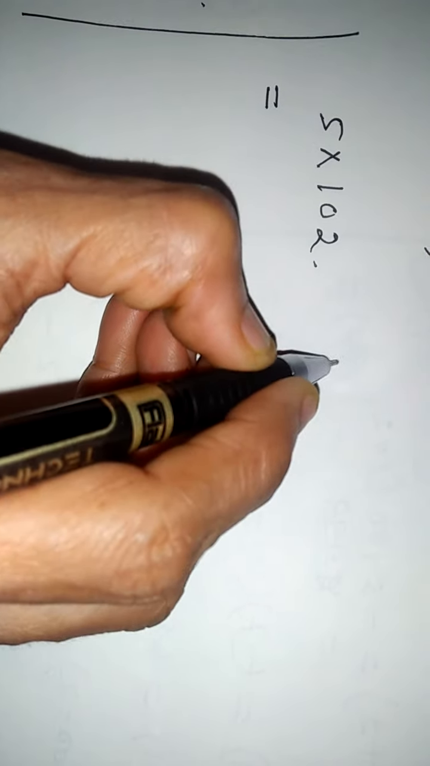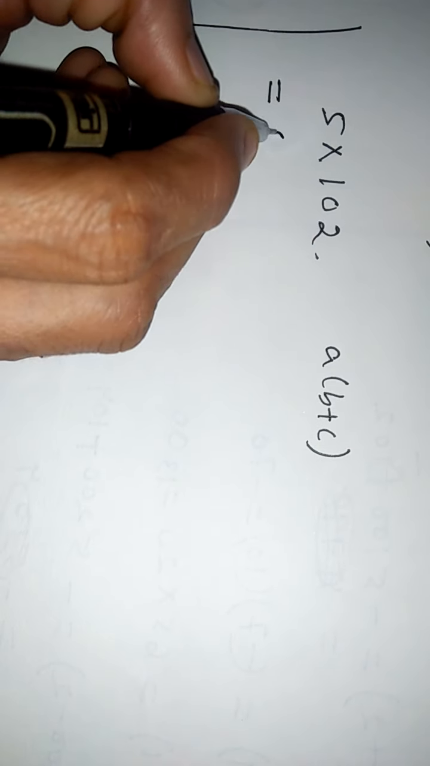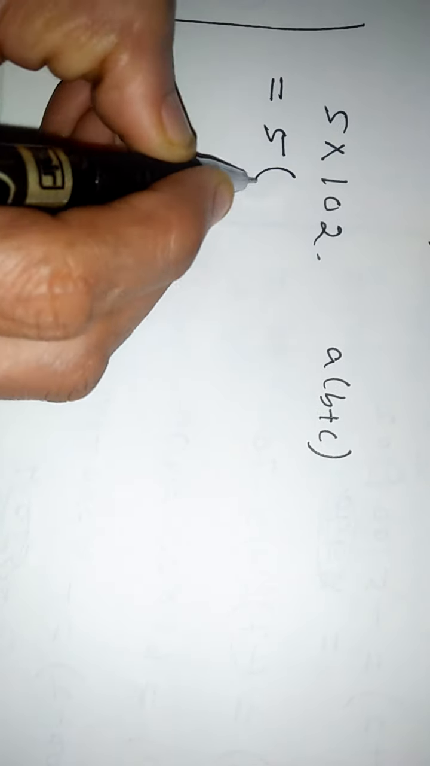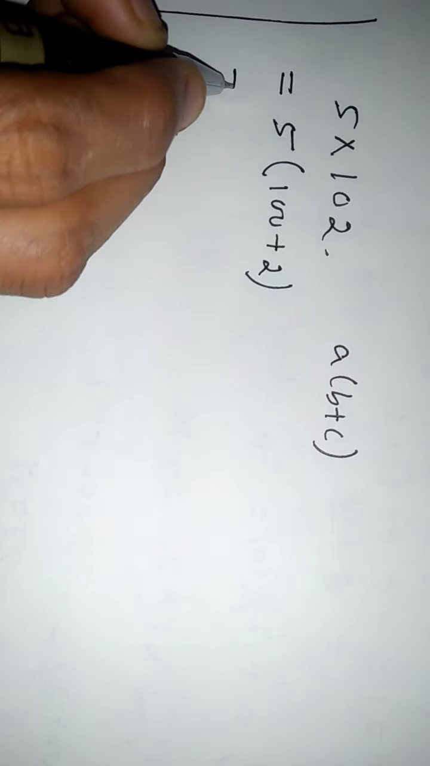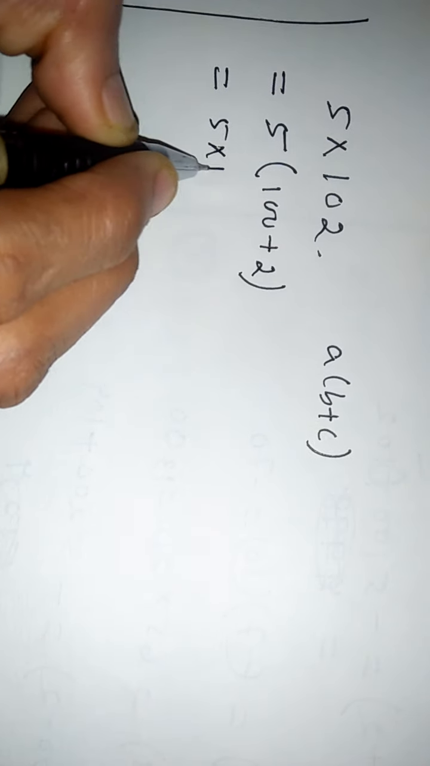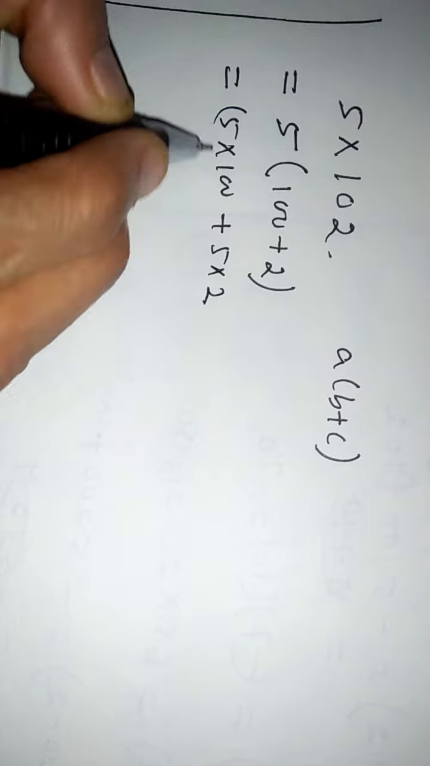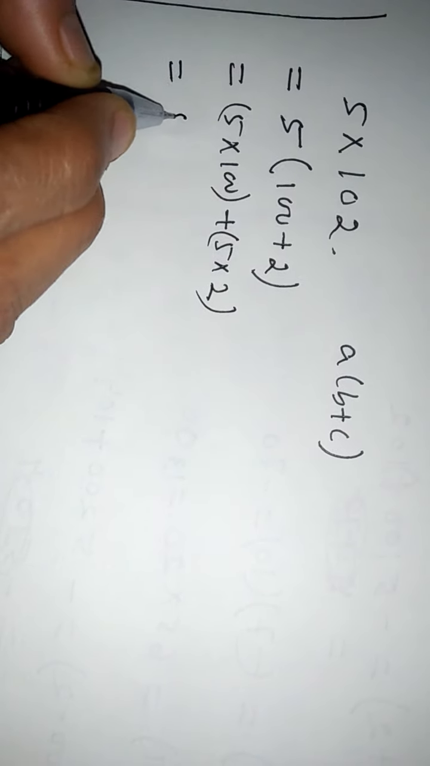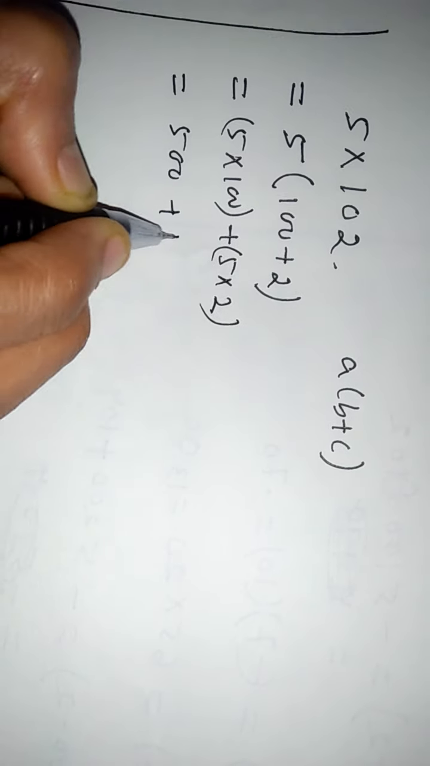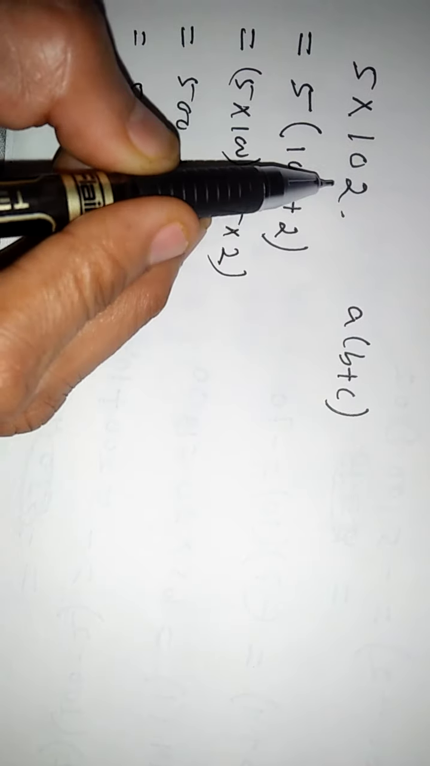So I will write it in A into B plus C manner. How will I write? I will break this 102 as 100 plus 2. So it should be 5 into 100 plus 5 into 2. Keep the 5 into 100 and 5 into 2 in the bracket, so you could do it easily. It should be 500 plus 10, so 510.